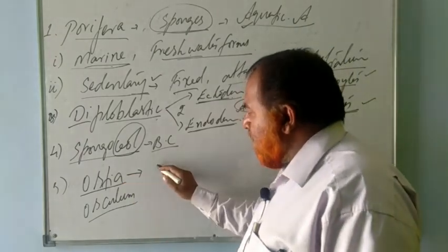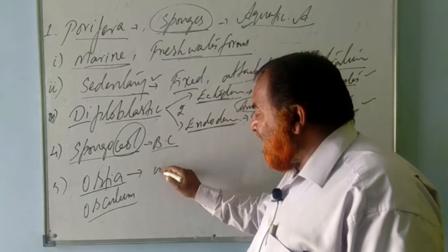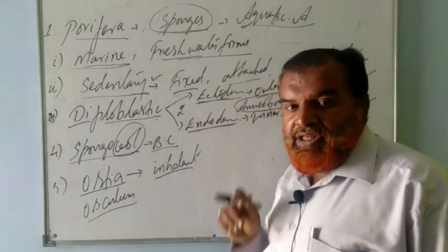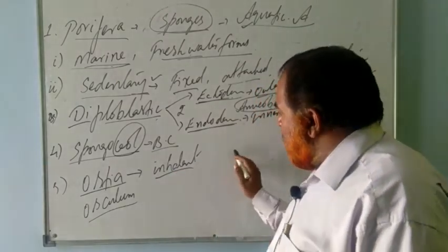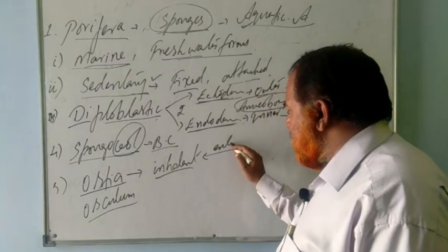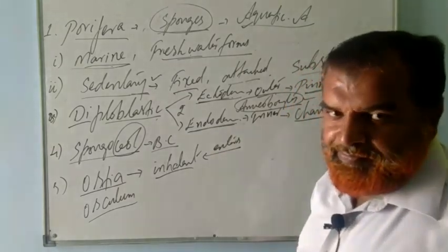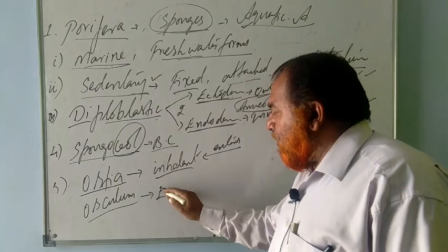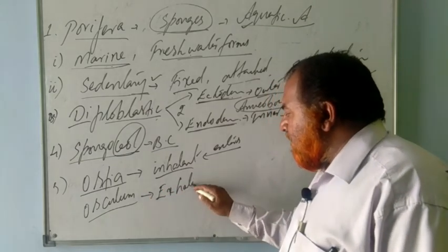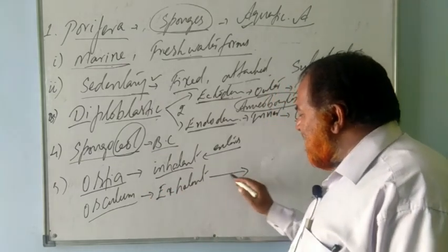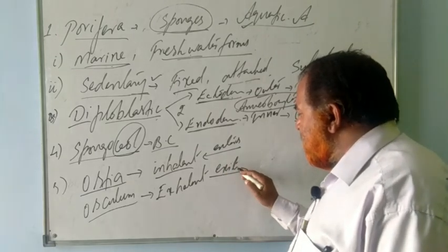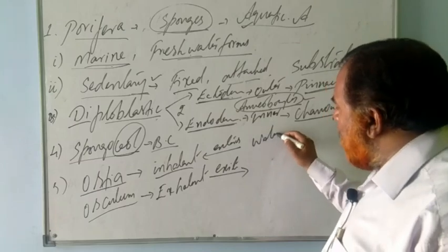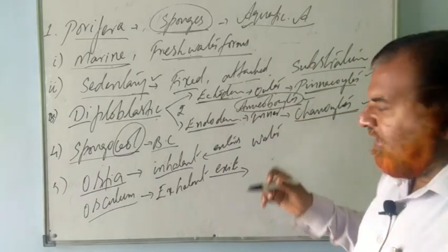Ostia is an inhalent pore. What pore? Inhalent. If you don't remember this terminology, what we mean by ostia? Through which water enters into the body. It is an inhalent pore. What is it? Exhalent pore. What do you mean by exhalent? Now you might have understood. It exits. Water exits from the body. So water enters. What enters? Water, because they are present in the water medium, aquatic medium.